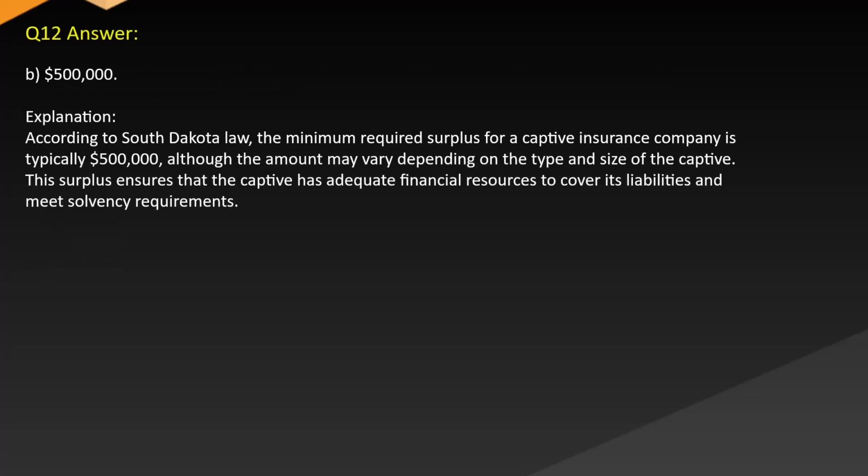Answer. B. $500,000. Explanation. According to South Dakota law, the minimum required surplus for a captive insurance company is typically $500,000, although the amount may vary depending on the type and size of the captive. This surplus ensures that the captive has adequate financial resources to cover its liabilities and meet solvency requirements.